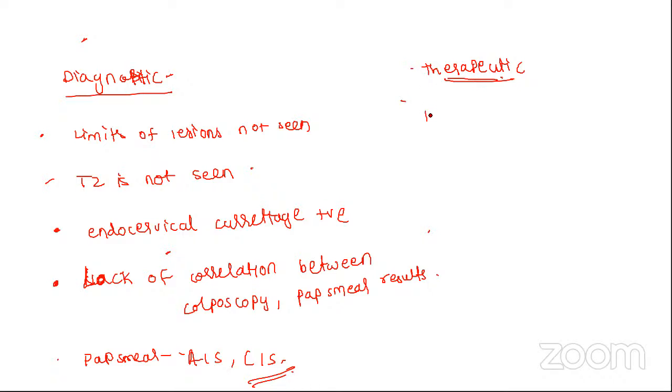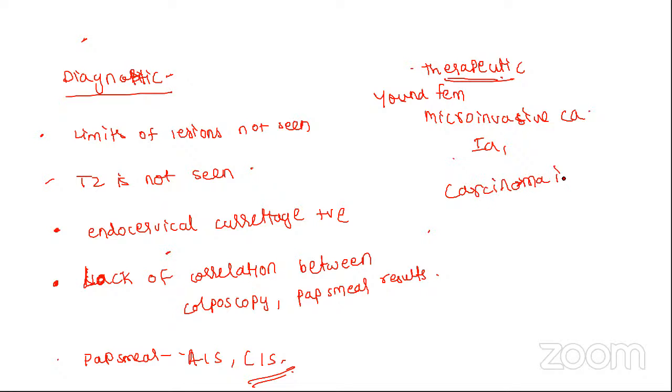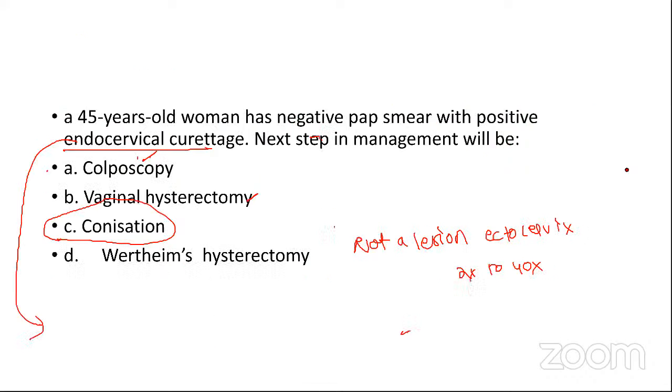Therapeutic indication, microinvasive cancers, young female with microinvasive cancer, that is stage 1A1, and carcinoma in situ. You can go for conization. So these are the therapeutic and diagnostic indications of conization, which is very important.